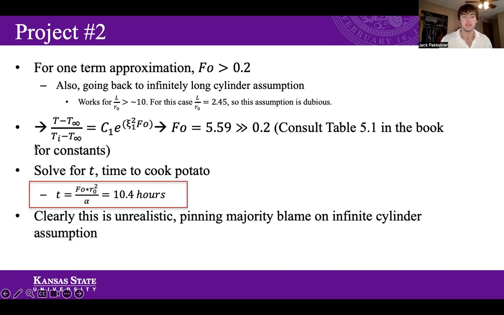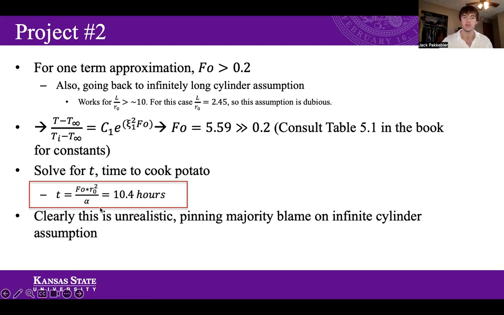So this is what the equation comes down to. This can also be known as theta star. Plugging everything that we know into these equations, using our Biot number, we'll have to consult table 5.1 in the book, and this will give zeta, I think it's called, and this will give our C1 constant as well. Having all this, we can just solve for our Fourier number, and I get 5.59, which is much greater than 0.2.